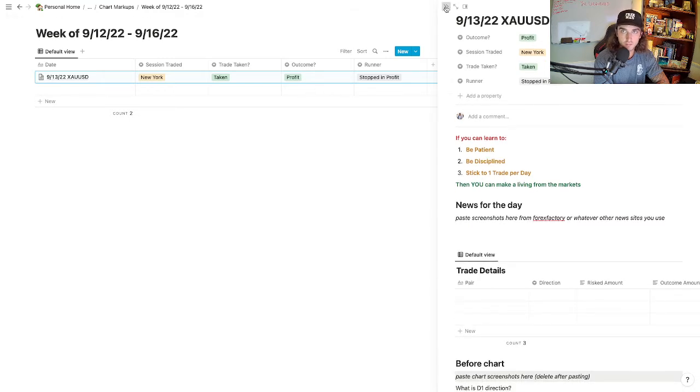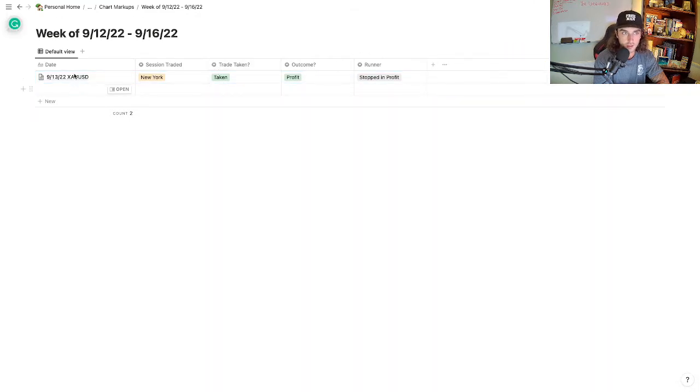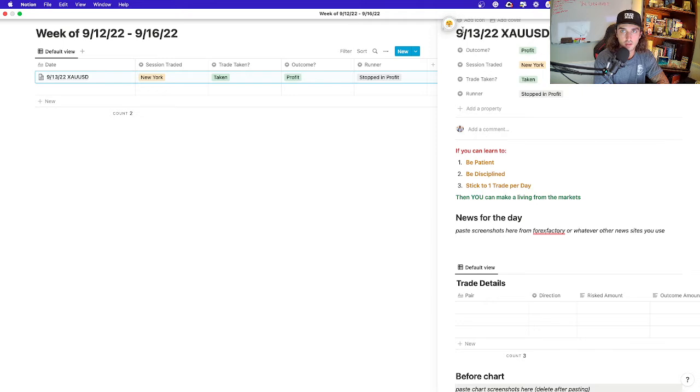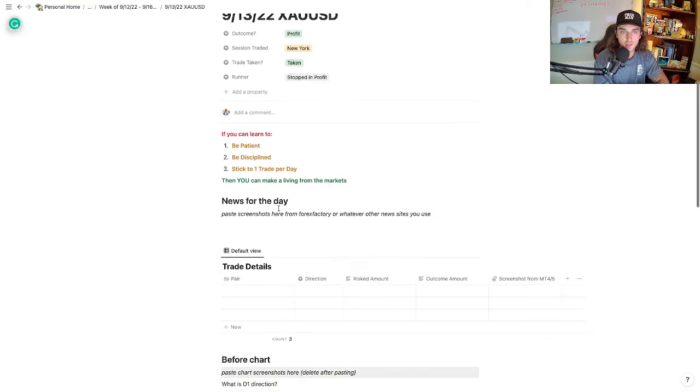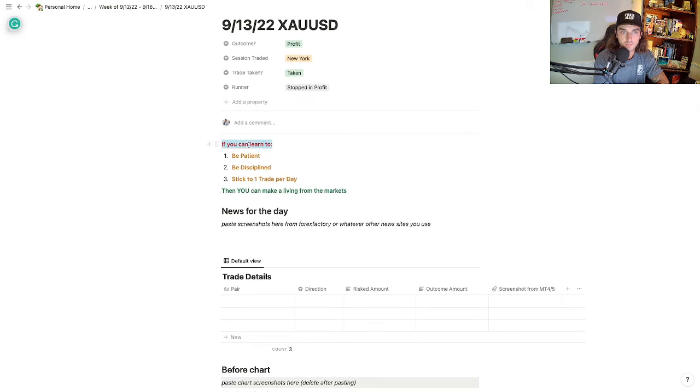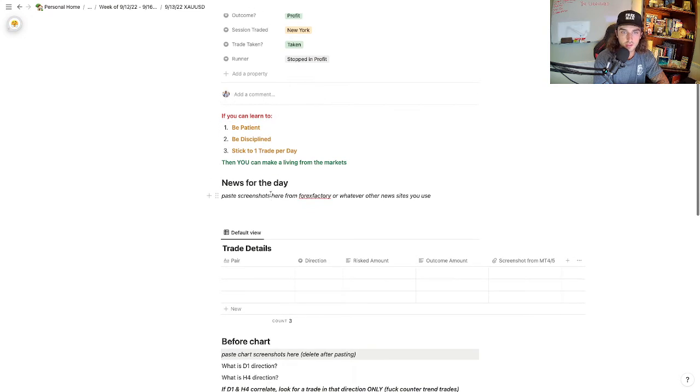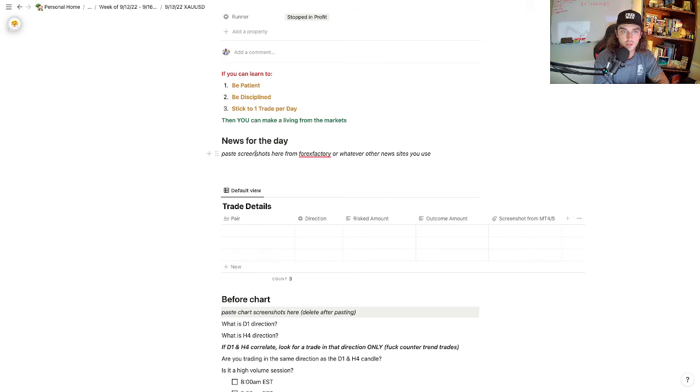So boom, now you can see what it would look like after having a bunch of trades in here. I'll be able to see, okay, cool, New York traded, it was taken, there was a profit, runner stopped in profit. So you can start to look at this information across the week and see how the week lasted for you. So I'm just going to full screen this view here, and pretty much just some of my notes here for myself. But what you'll want to do is news for the day, paste screenshots from Forex Factory or whatever other news sites you use.